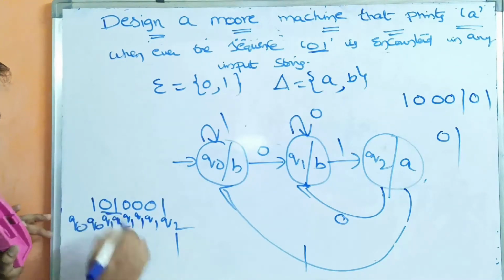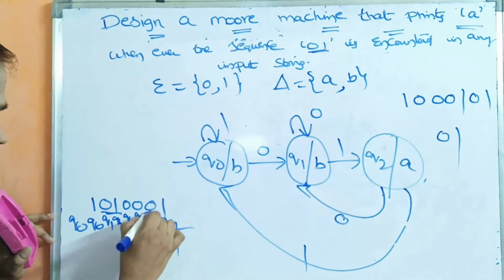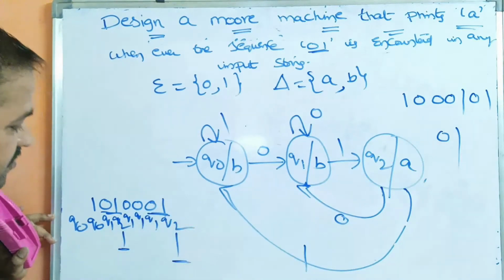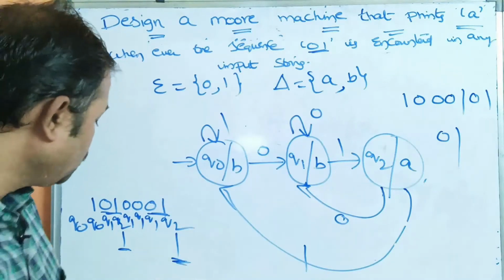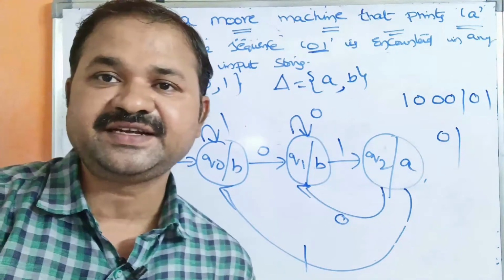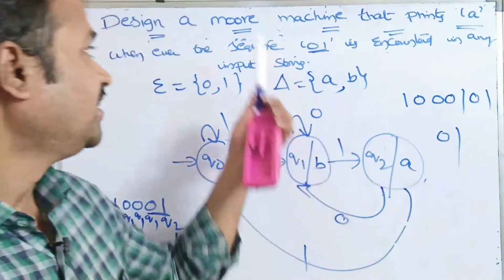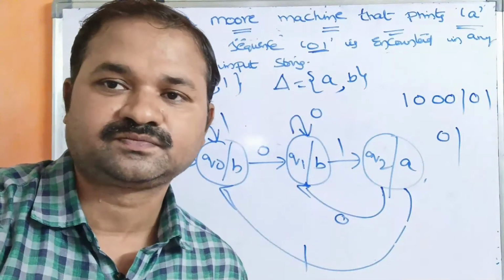Here we have a 0 1 sequence, so that's why we got 1. Here also we have a 0 1 sequence, so that's why we got 1. So with this we can say that 1 plus 1 means 2. So 2 times the 0 1 sequence is present in the string. So in this way we can solve this problem.